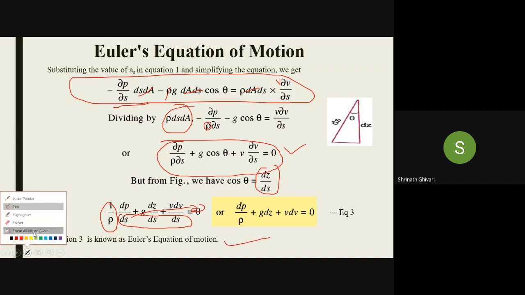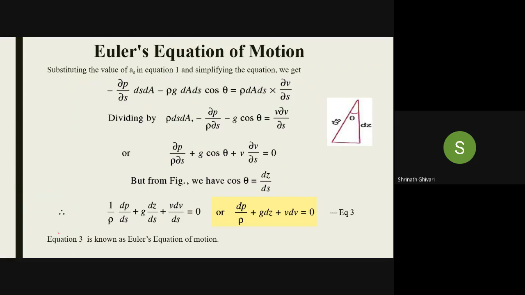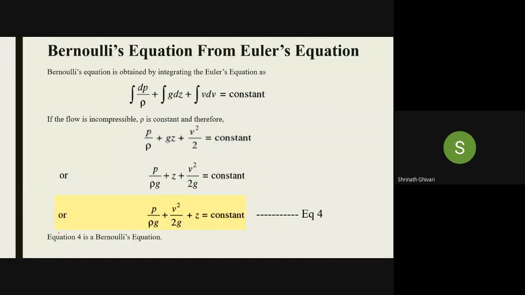Now after getting this, we have to go for finding the Bernoulli's equation from the Euler's equation. Bernoulli's equation is the integration of Euler's equation. So we integrate dp/rho plus g dz plus v dv. After integrating, you get the equation p/(rho g) plus v squared by 2g plus z. That is your Bernoulli's equation.